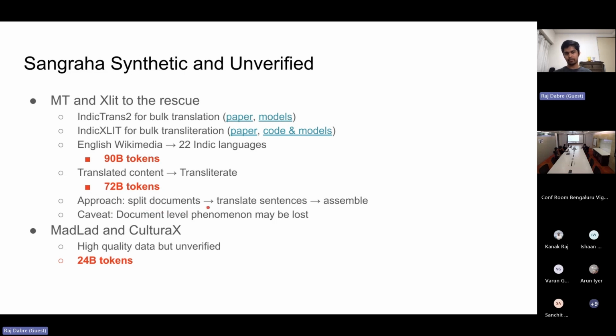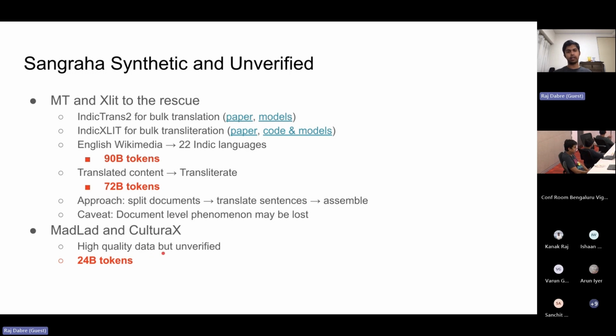You split documents into sentences, you translate the sentences, and then you assemble. The caveat here is that document level phenomena may be lost. So we need better solutions, kind of an open area for figuring out what is a good way to translate entire documents. We also have the MADLAD and CulturaX data sets, which were incorporated.